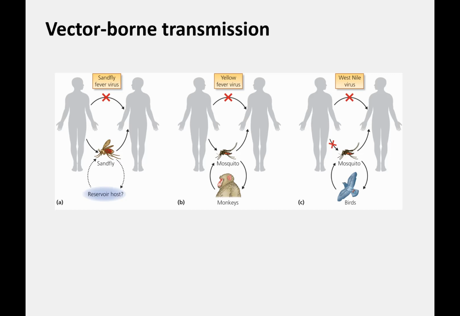You can also get transmission through vectors, right? So a vector is talking about the movement, in this case, of a virus. And we're really talking about insects here. So this isn't person to person, that's why you see all the red X's up here. This is through an insect.